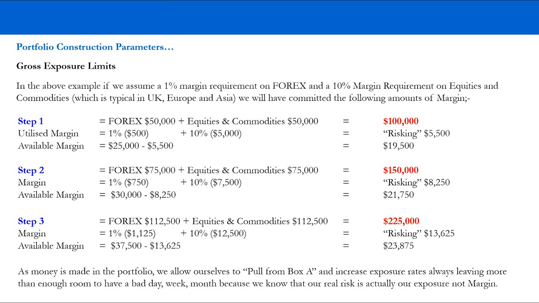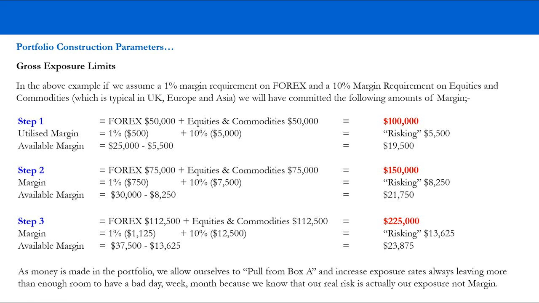The available margin is the margin that we started off with at the beginning of step 3, $37,500, minus what we're risking, $13,625, leaving $23,875, which is our cushion against a margin call.